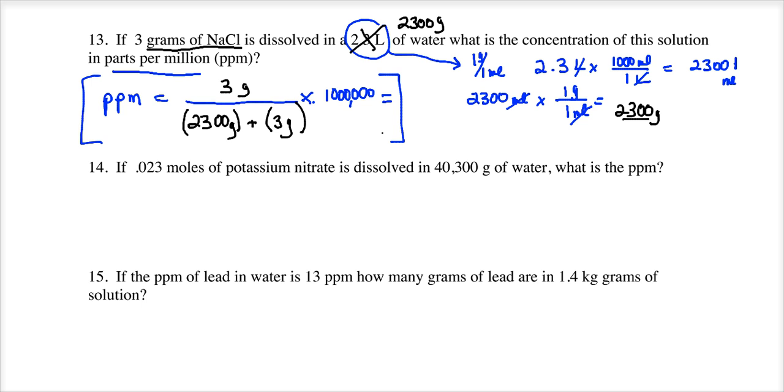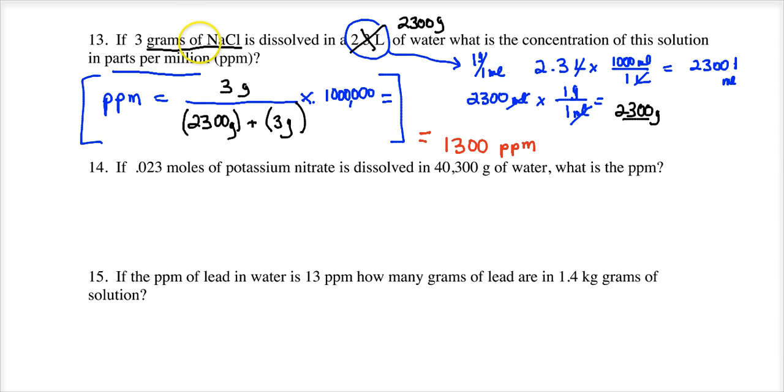Let's just put that in our calculator. Very simply, now that I've set this up, 3 divided by the sum of 2,300 plus 3, which is 2,303. And I'm going to times that now by a million. If you want to put 6 zeros, be very, very careful. If you want to do 10 to the 6th, if you want to use a caret key or the EE key, be my guest. So I get my answer to be approximately 1,300 parts per million.